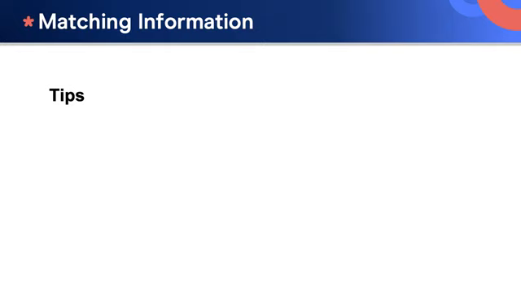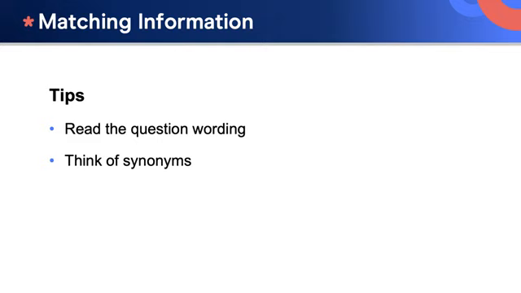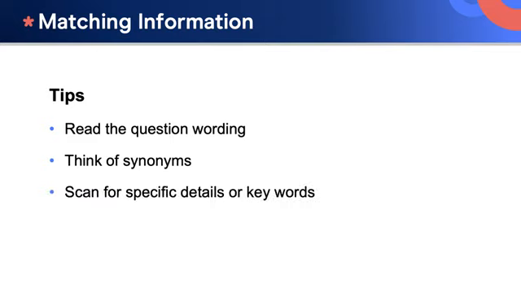Here are some tips for this question type. First, you need to read the question wording carefully. The questions will often include words that tell you what kind of information to look for. You should also think of synonyms for the key words in the questions. The wording in the questions will often be a paraphrase of the wording in the reading passage, so synonyms will help you to locate the corresponding information quickly. Next, you should scan each paragraph to find specific details or key words that match the questions. Then read in detail to make sure the information matches.